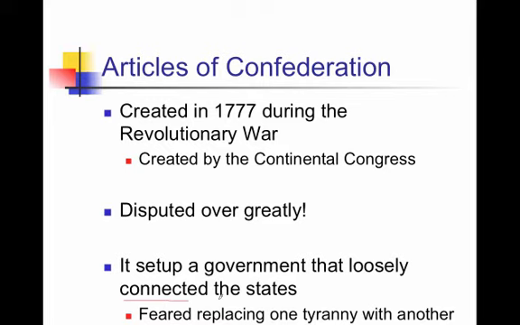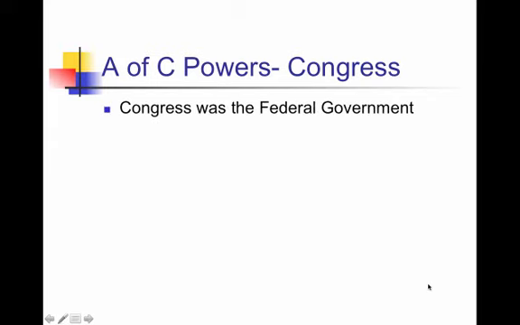Basically, all that it was trying to do is what I mentioned previously, was connect the states. So we can have this connection between the states where they'll have to work together to some extent because we want to do that. Their biggest fear, though, was they didn't want to replace one tyranny with another. In other words, they don't want to get rid of Britain and put in a new government in America that's just like Britain's.